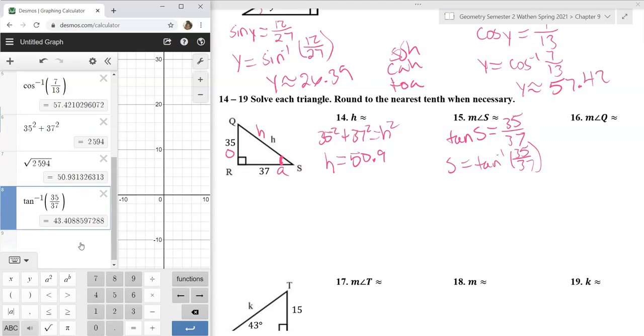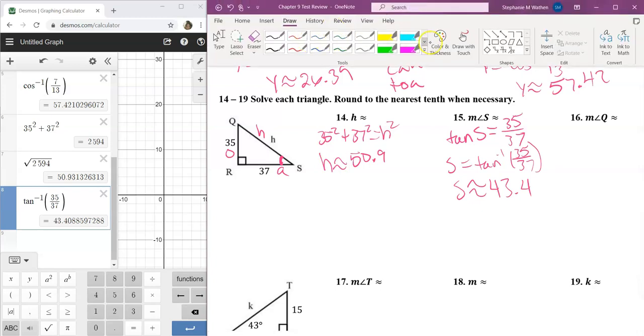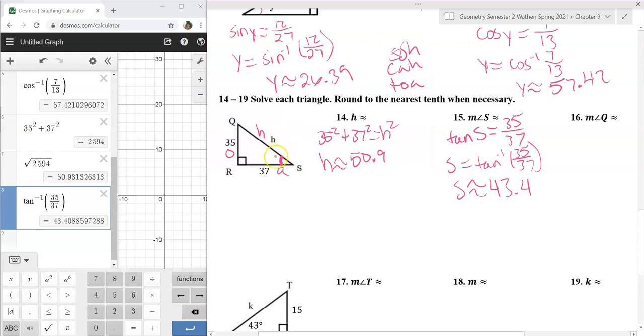And we find that that is approximately 43.4 degrees. Oh, and I should have used the approximately there as well. Now we're looking at the measure of angle Q. I'm going to switch colors so that we can keep that on here. So let's take a look at the measure of angle Q.